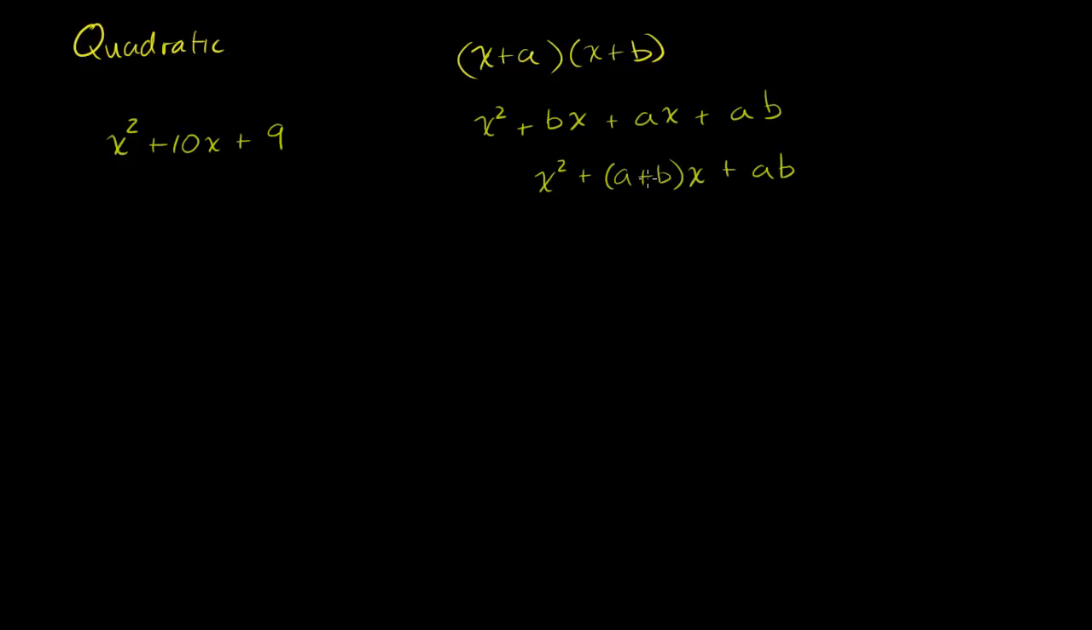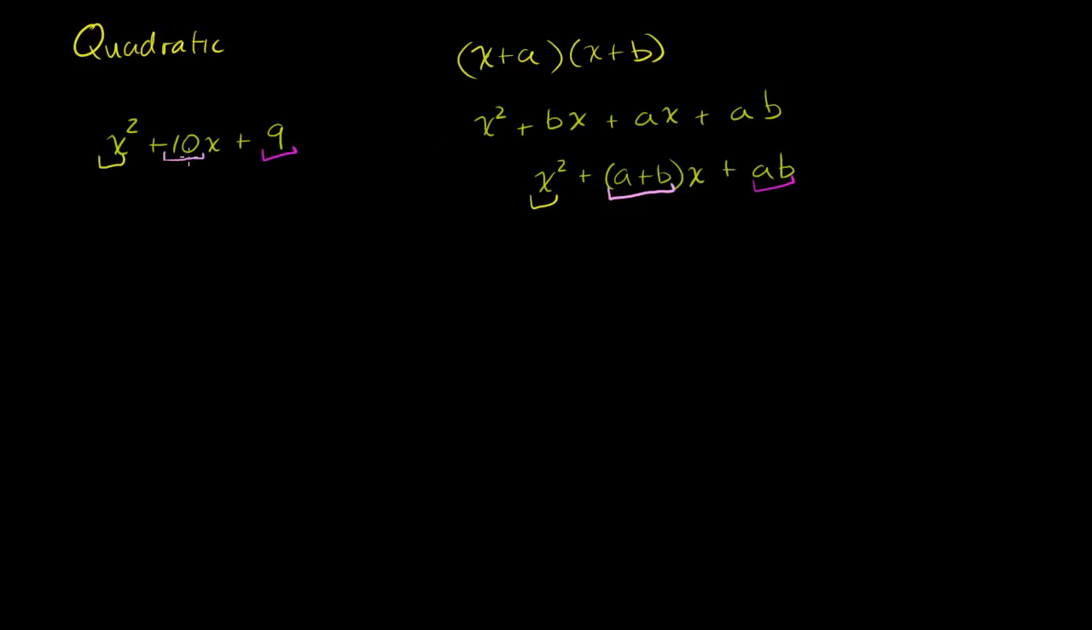So in general, if we assume that this is the product of two binomials, we see that this middle coefficient on the x term, or you could say the first degree coefficient, is going to be the sum of our a and b. And then the constant term is going to be the product of our a and b. Notice this would map to this, and this would map to this. So can we somehow pattern match this to that?